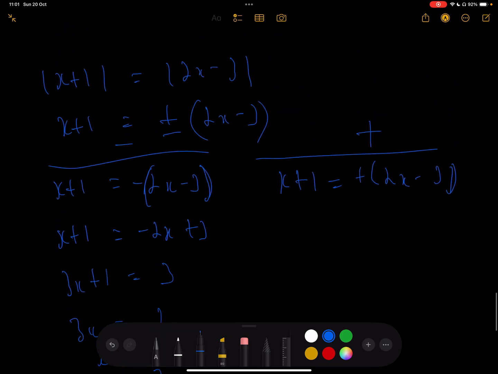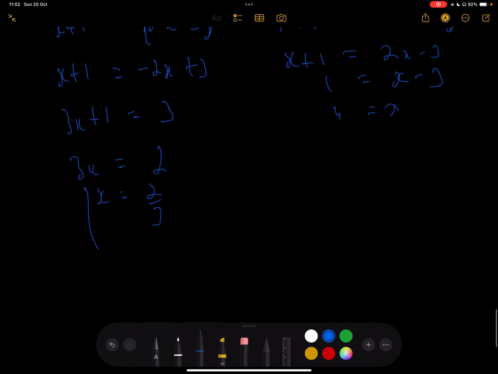And for this side now, x plus 1 is equal to 2x minus 3. This is the positive side, nothing's happening to the right. So we have x plus 1 is equal to 2x minus 3, and it's kind of the same thing. So we subtract x from both sides, so we get 1 is equal to x minus 3. Then we add 3, so we get 4 is equal to x. Right, and these would be our two solutions.